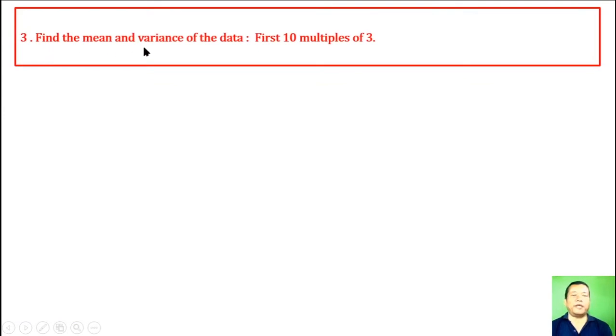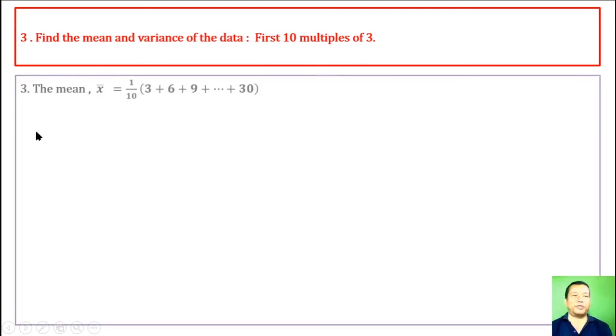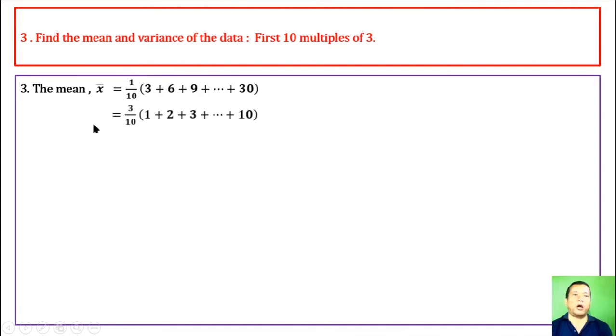Question 3. Find the mean and the variance of the data: the first 10 multiples of 3. The mean x bar is 1 by 10 times the sum. The first multiples of 3 are 3, 6, 9, up to 30, which is 10 multiples. Taking out 3 from each term, we find the sum.